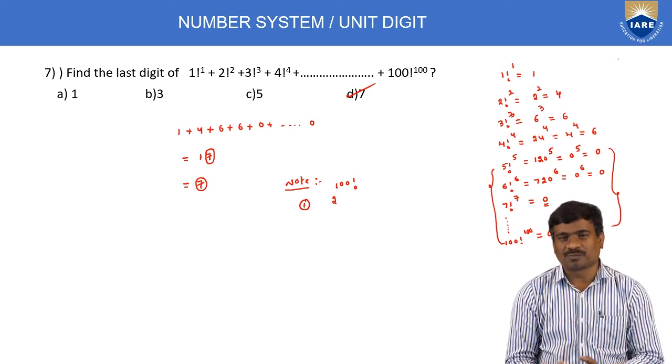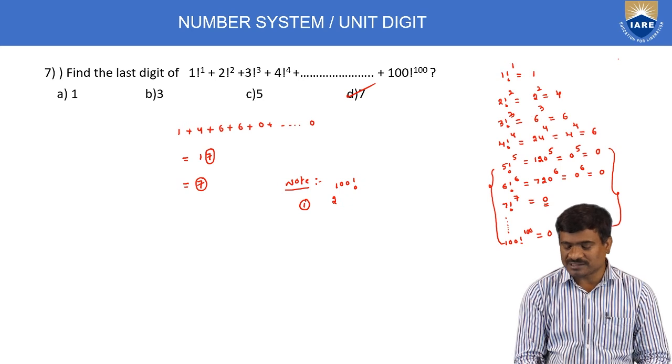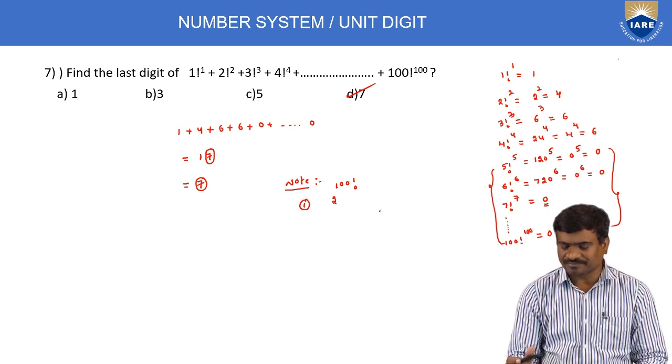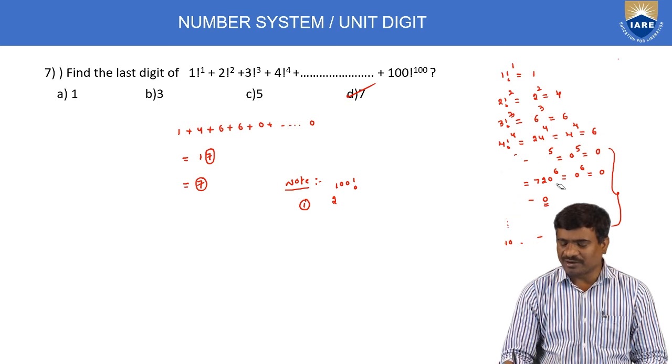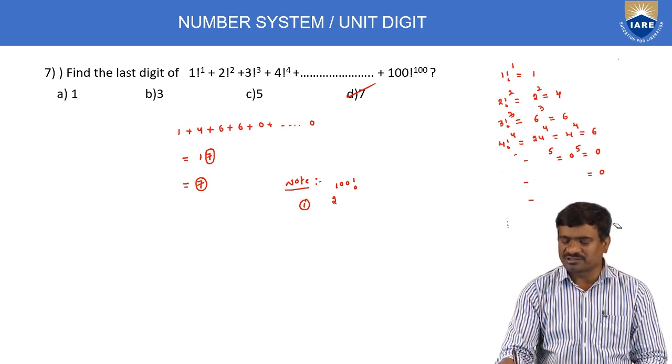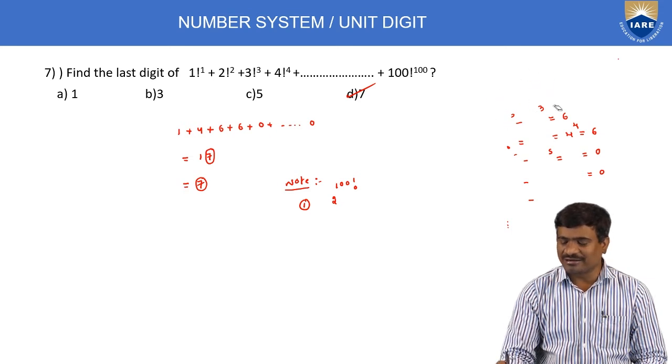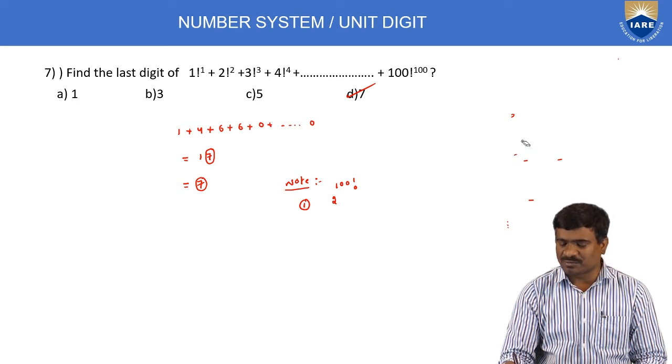But in the property of 2, 4 numbers are cyclically repeated. If 4 numbers are cyclically repeated, then we check whether the power is divisible by 4. Here the power is 100 factorial, and 100 factorial is divisible by 4.